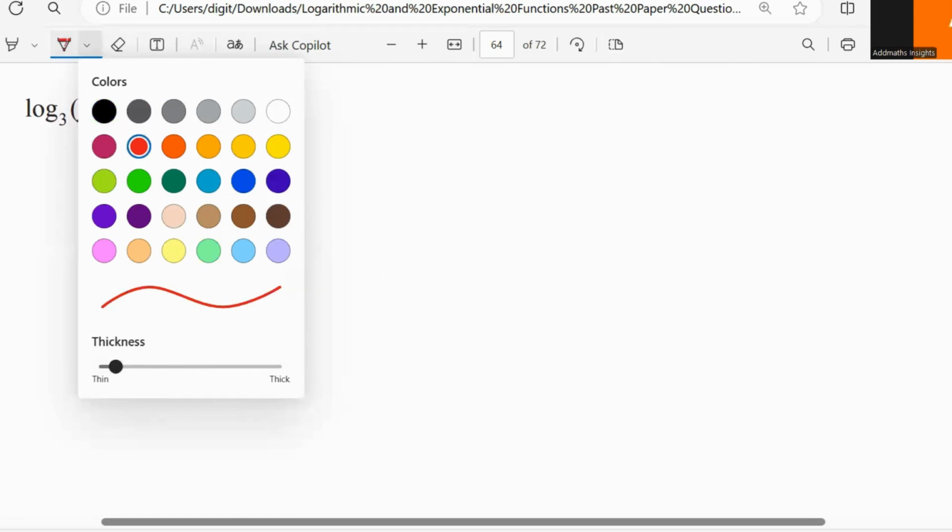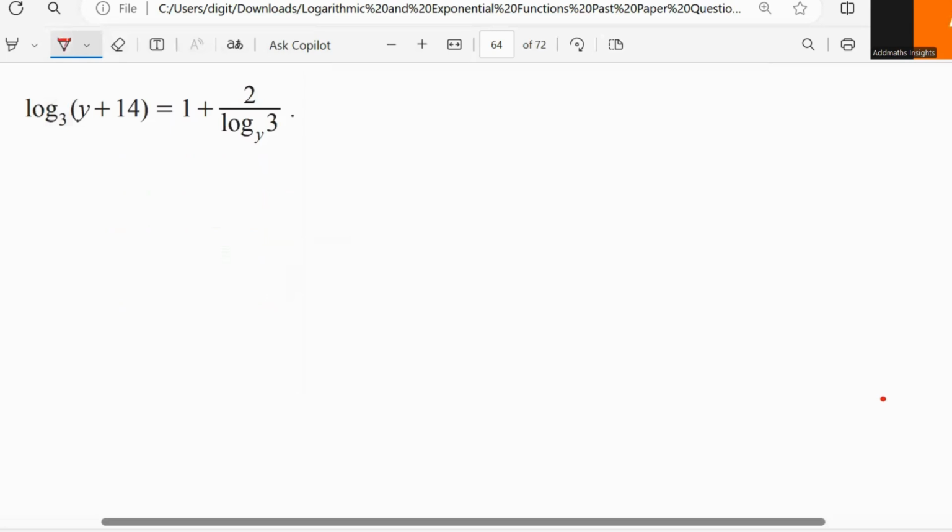Next question, again, you have to solve the equation. And question is log 3y plus 14 equals to 1 plus 2 over log y3. So again, you can apply change of base law here. You can change log 3y to 1 over log y3, and we take reciprocal of this, 1 over log y3.